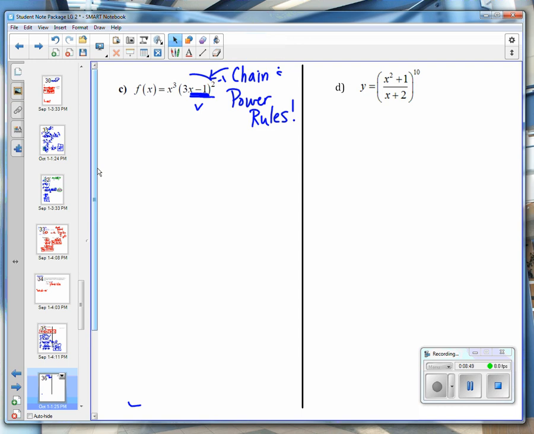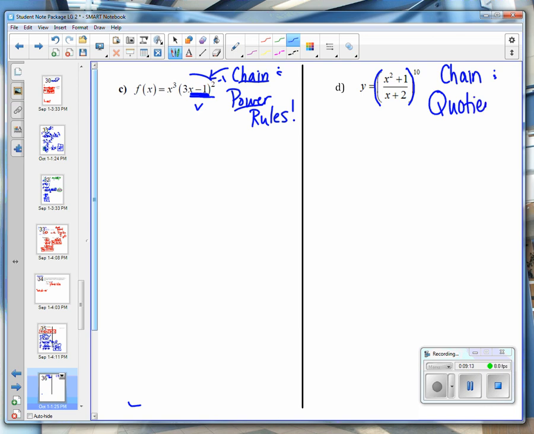Okay. So I've got inside here, I want you guys to take a look. I'm just going to give you a second. I want you to think about which rules we need here. So in the first one, we needed the chain and the power rules. Which ones do you see here? Hopefully you're seeing the chain rule, right? Because I've got a function to a power, so definitely the chain rule. And what else?